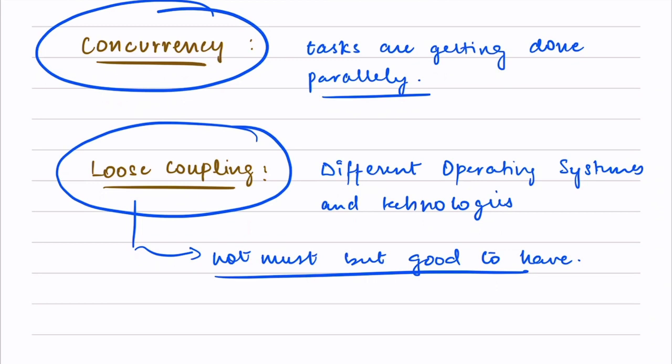Similarly, if one system is using, let's suppose, a Linux server, and another system is using a Windows server operating system, that's completely fine, and that will depend on the trade-offs you want to make and what all things you need. So it is good to have, but it's not a must.